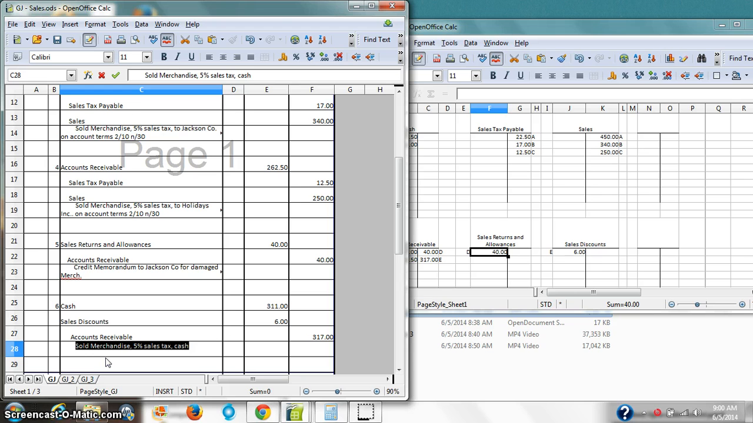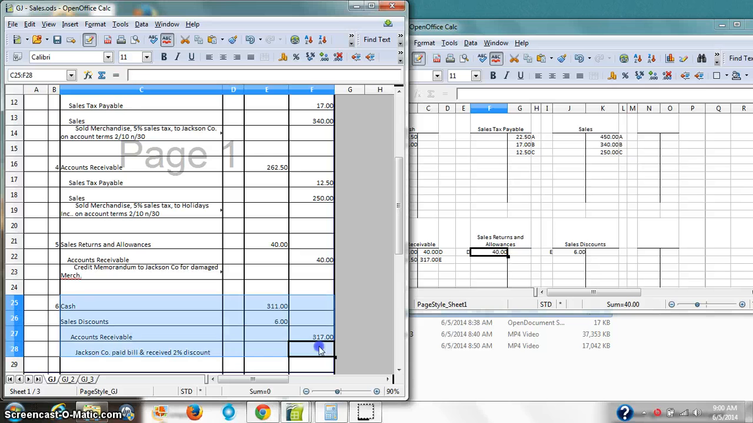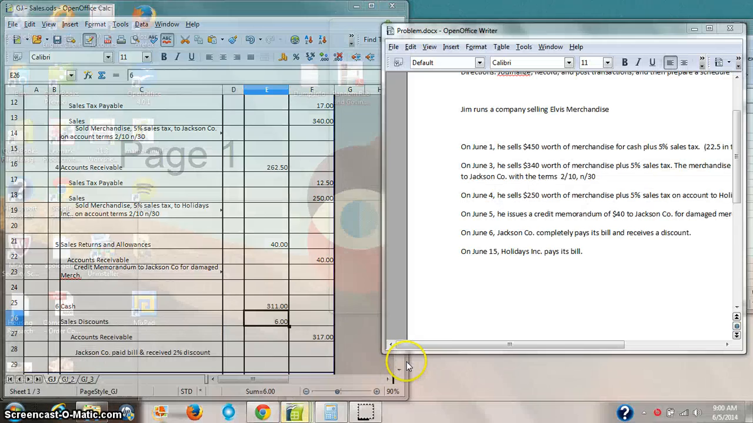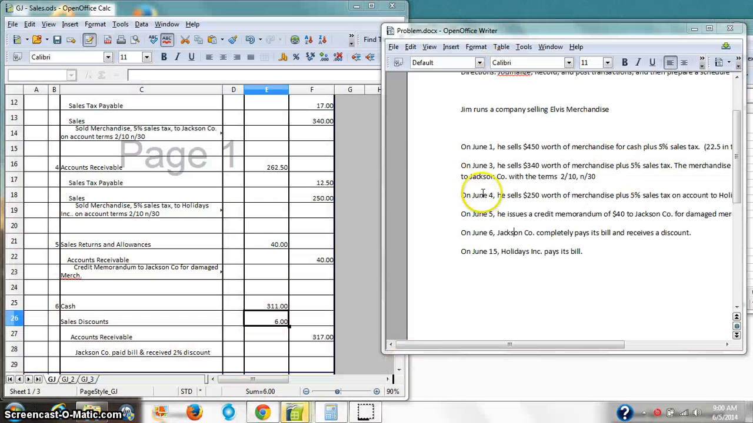So this is Jackson Company paying his bill and receiving a 2% discount. There is him paying his bill and getting a discount. This is on the 6th. He paid in time. I'm happy. He paid me in a timely manner. So that is this transaction here.